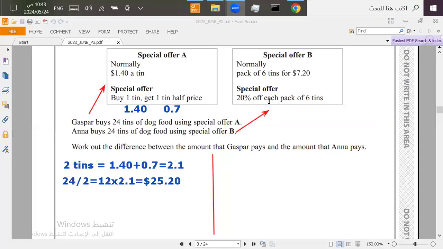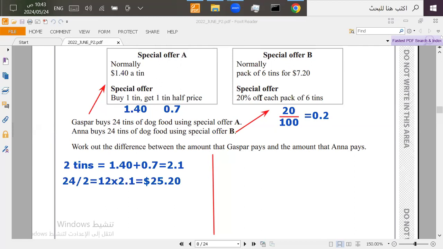So first, if we're taking a pack of six pens, we need to take off 20% of the price. So let's find what's the new price after the 20% off. This is a 20% decrease, so let's find the multiplier by turning this into a multiplier. 20%, which is 20 over 100, as a fraction. I want to turn it into a multiplier, so it will equal 0.2.